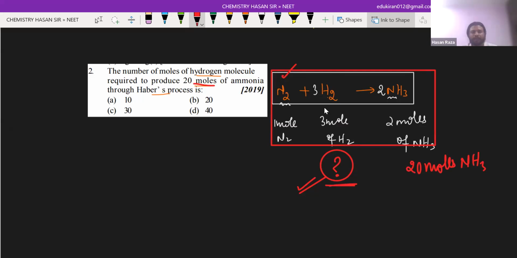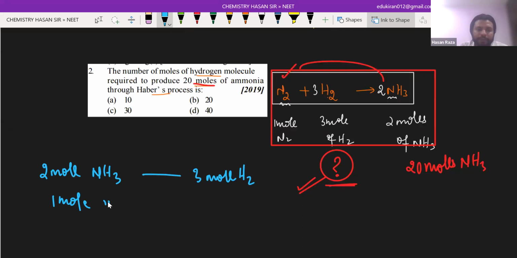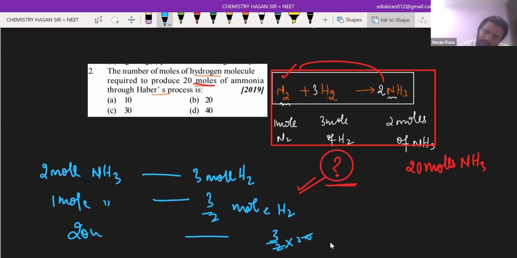Very good. See how easy it is. You are going to think of it like this: 2 moles of NH3 need 3 moles of H2. So for 1 mole of NH3, you need 3 by 2 mole of H2. And again, for 20 moles, what you need to do? 3 by 2 into 20, and you will eventually get 30 moles of H2.